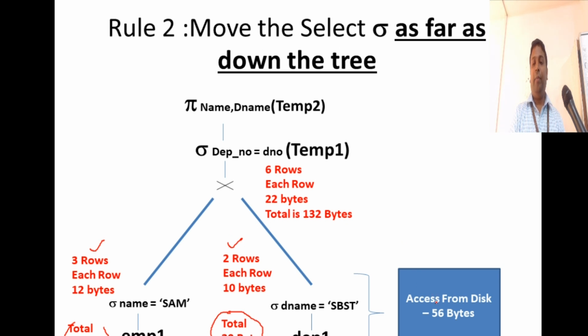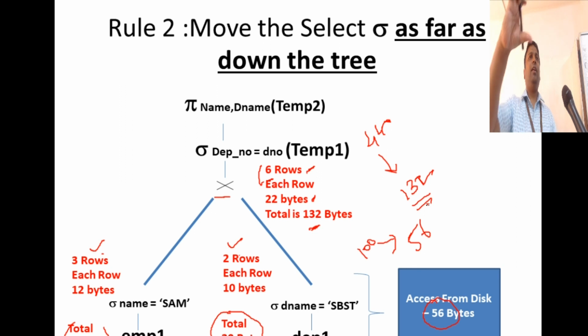And how many bytes are you accessing from the disk? Now it is reduced from 100 to 56. And in the intermediate result, how many rows are you going to generate? 3 and 2, the Cartesian product will generate 6 rows. 6 rows each containing 22 bytes. So your intermediate result is now 132 bytes. So from 440, you have reduced that to 132 bytes.